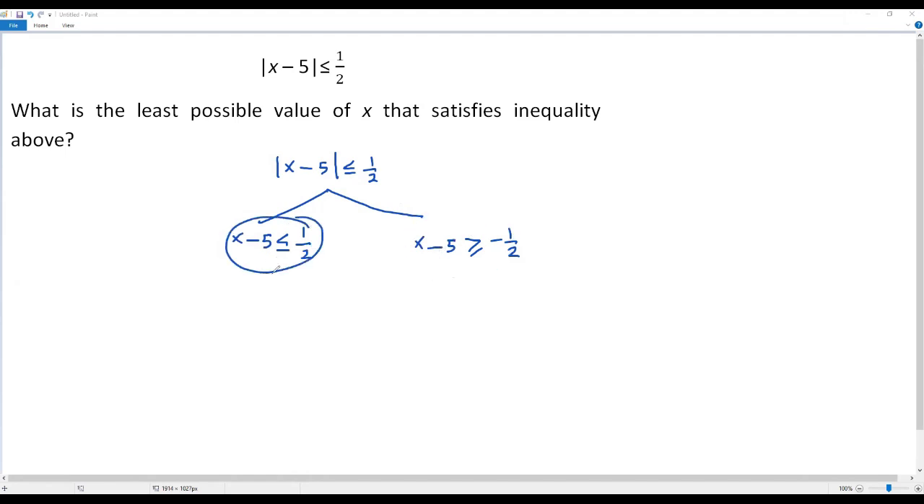To solve for x in this inequality, I have to add 5 to both sides. When I add 5 to both sides, negative 5 and positive 5 will cancel. I am getting x less than or equal to, when I add 5 and 1 half, I am getting 5 and a half. Let me write it over here.